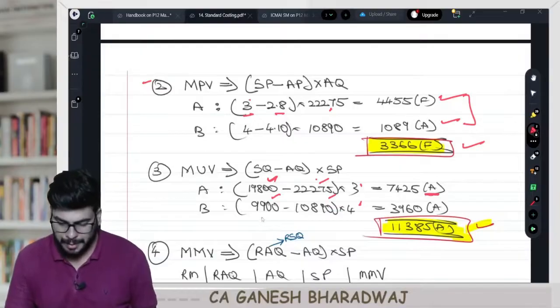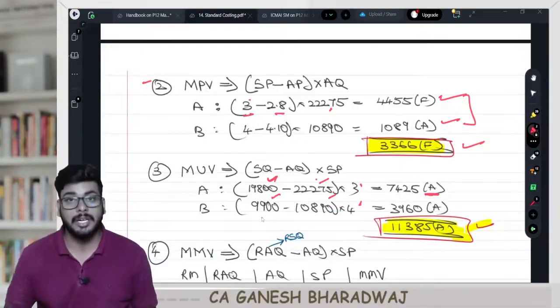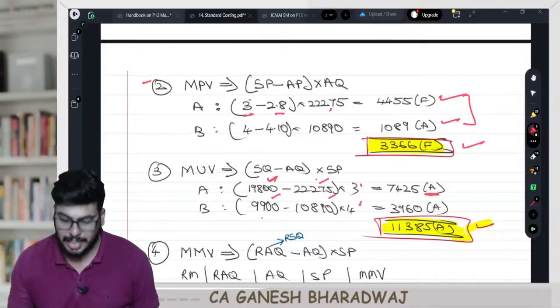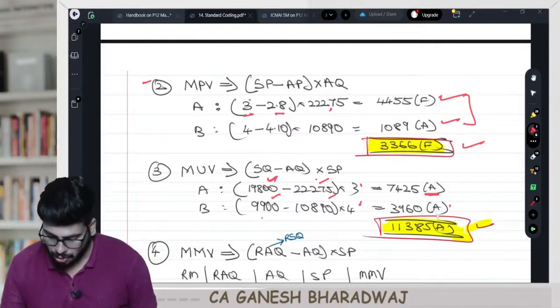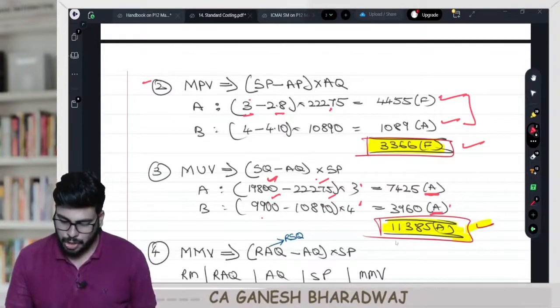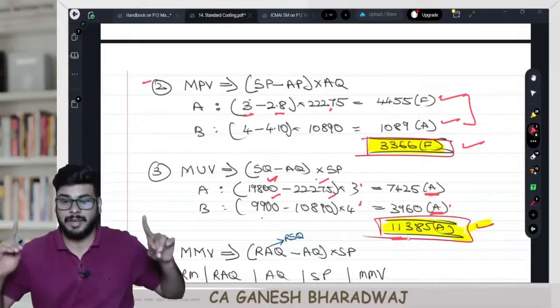Similarly, for raw material B, he could have consumed 9,900. Again, you've consumed what? 10,890. More you've consumed into 4. So here also it's an adverse variance. Add the 2, you get what? 11,385 adverse. Clear with this, guys?